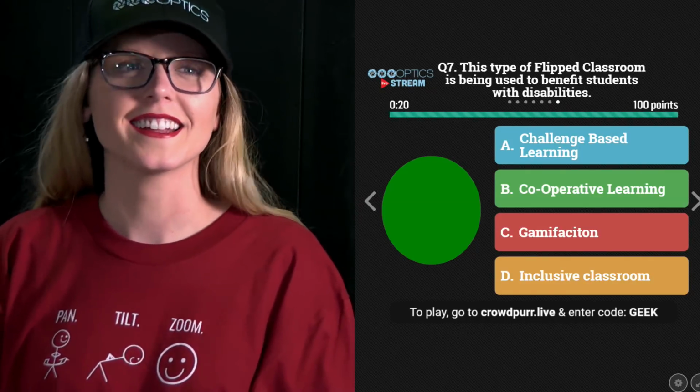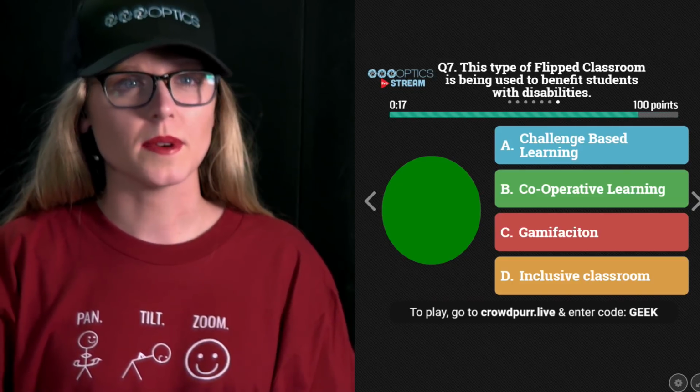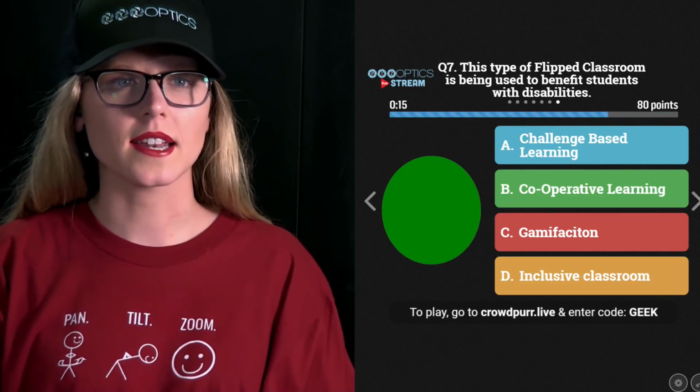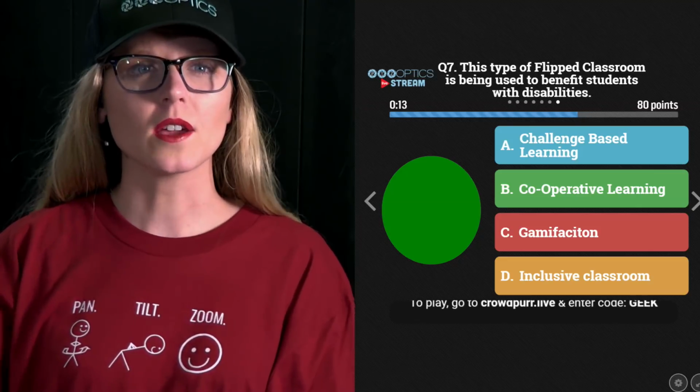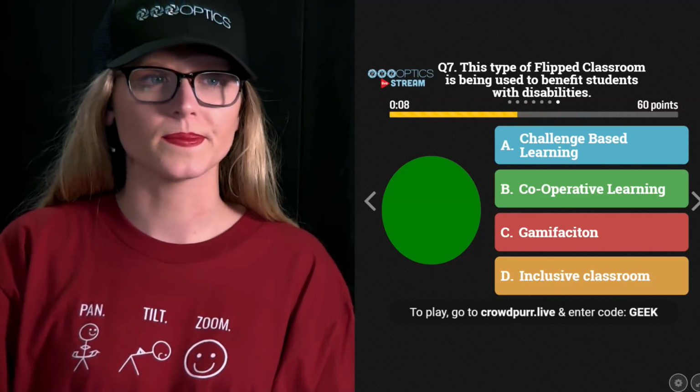Last trivia question. This type of flipped classroom is being used to benefit students with disabilities. Is it A, challenge-based learning, B, cooperative learning, C, gamification, or D, inclusive classroom?